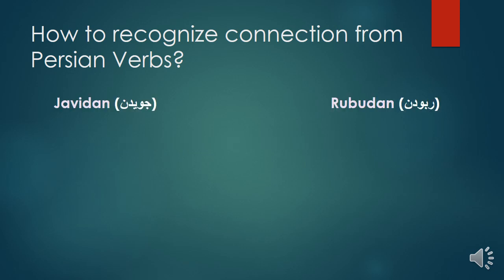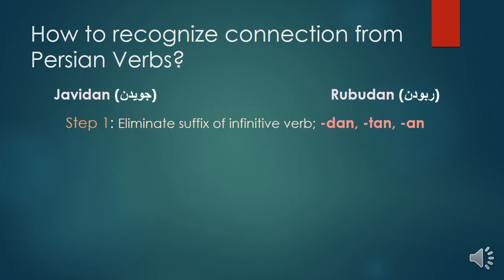Here we have two infinitive verbs in Persian, called mastar in Persian: rubudan and javidan. First we need to eliminate the suffix of the infinitive verb in Persian. It can be dan, tan or an. By this elimination we would have javi and rubu.